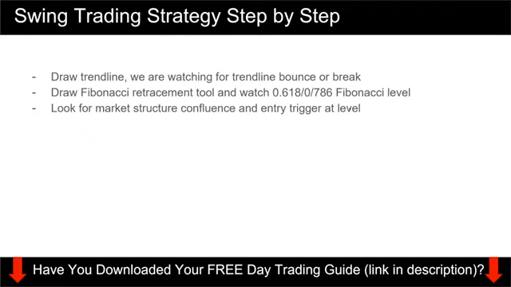So step number 1, it's to draw a trend line. Okay, so what I'll do is I will go to the charts after this to show you this strategy first before implementing the multiple time frame analysis. Okay, so step number 1 is you draw trend line. You are looking for either a trend line break or a trend line bounce. Then you want to draw your Fibonacci retracement tool and watch the 0.618 or 0.786 Fibonacci level. Okay, apologies for this. This one over here should be a dot instead. Okay. Then you want to look for market structure confluence, and then you want to enter when you see a trigger at the level. Okay, so that's step by step.